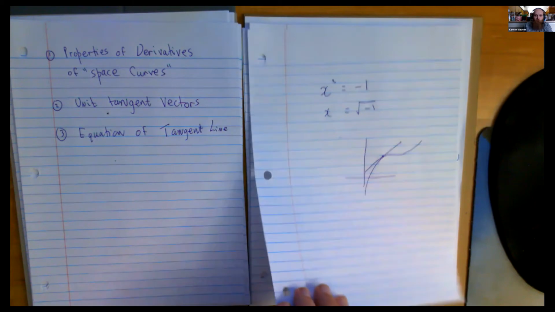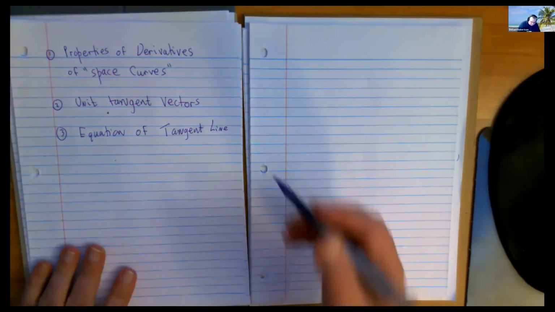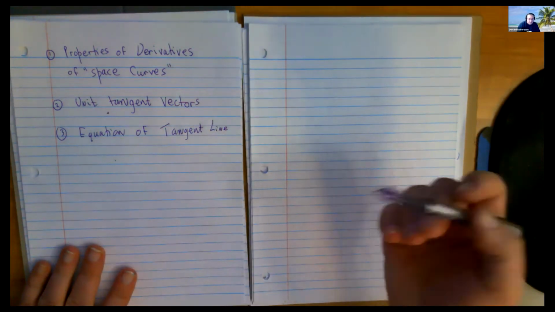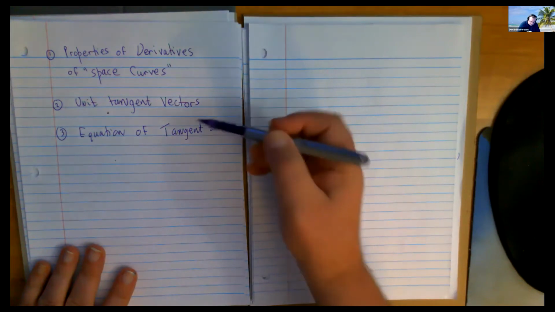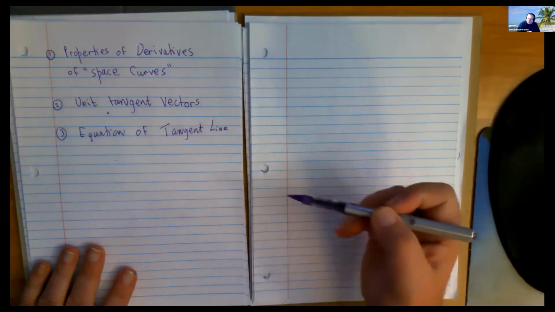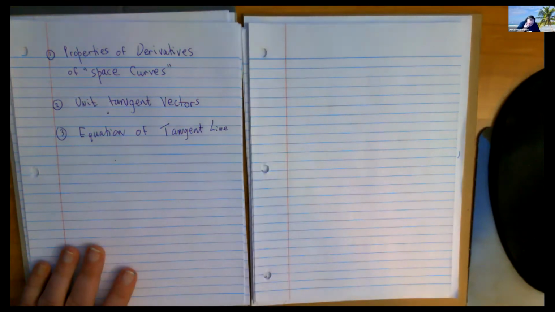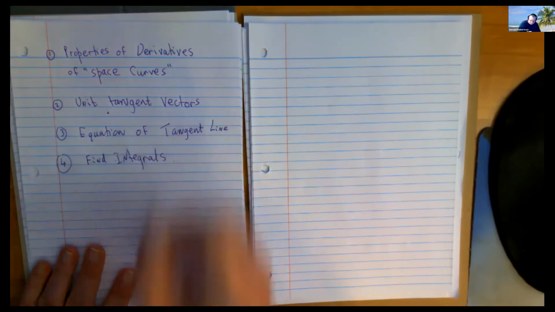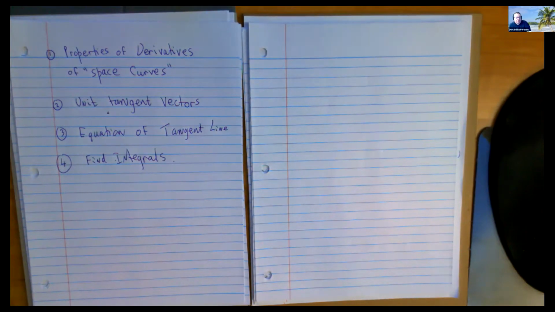You're good? Right. So I've got a little hit list here that I was making up before the class started, just to make sure I don't miss anything. We're going to look today at the properties of space curves. We've looked at quite a lot of them, but there's still some more to come. We're going to look at the unit tangent vector, the equation of a tangent line, and I think the last thing I need to do is look at finding integrals. So that's my hit list of properties of space curves.